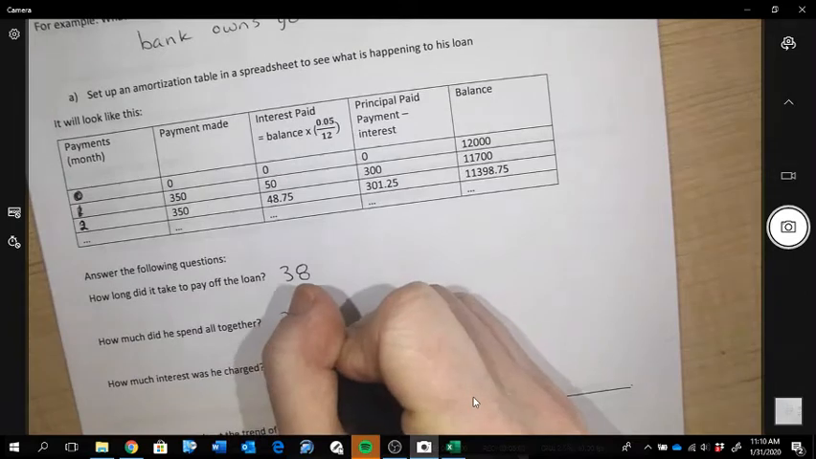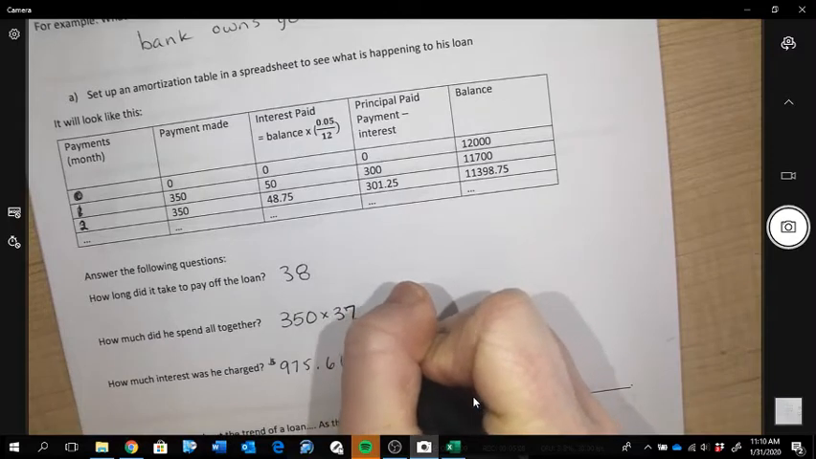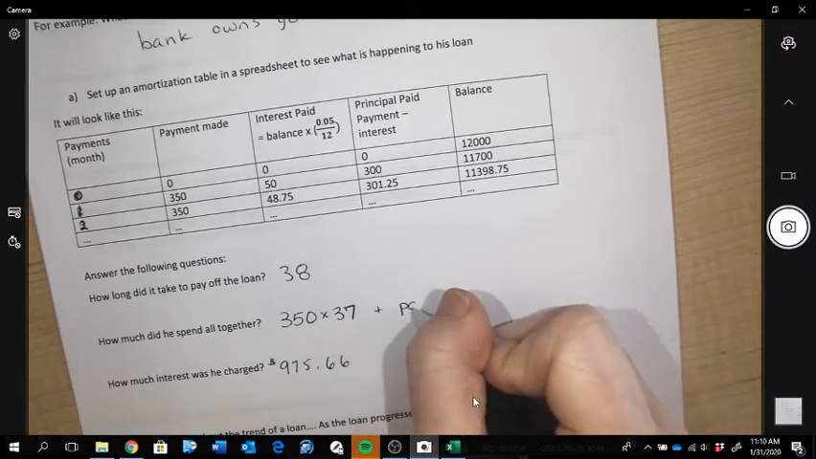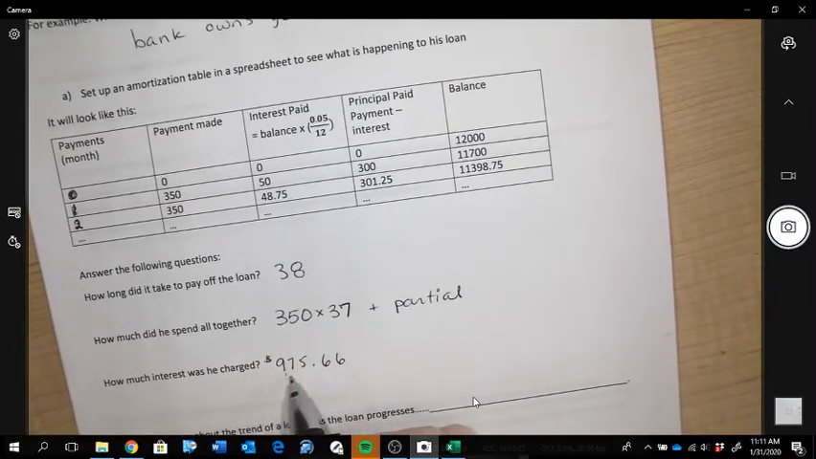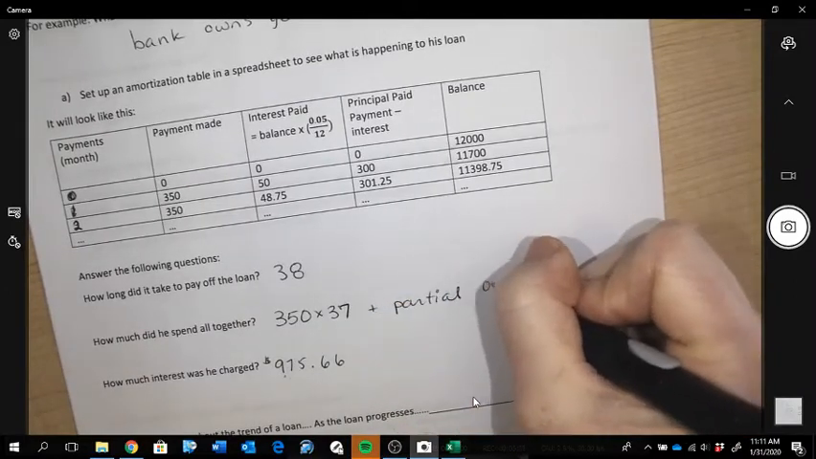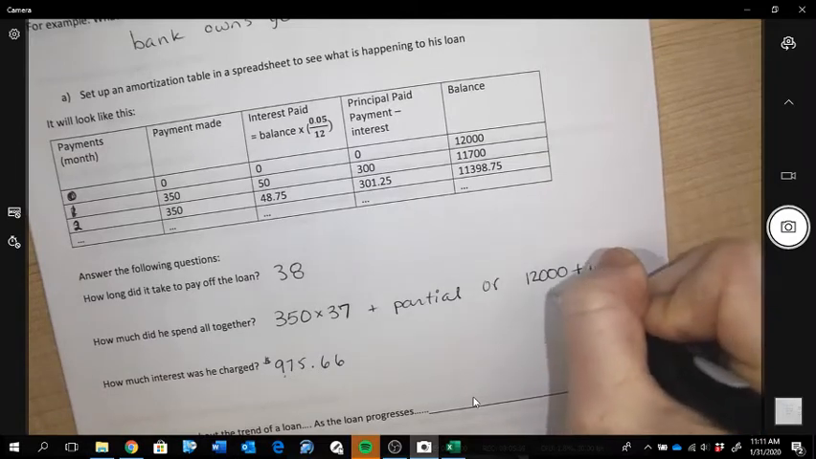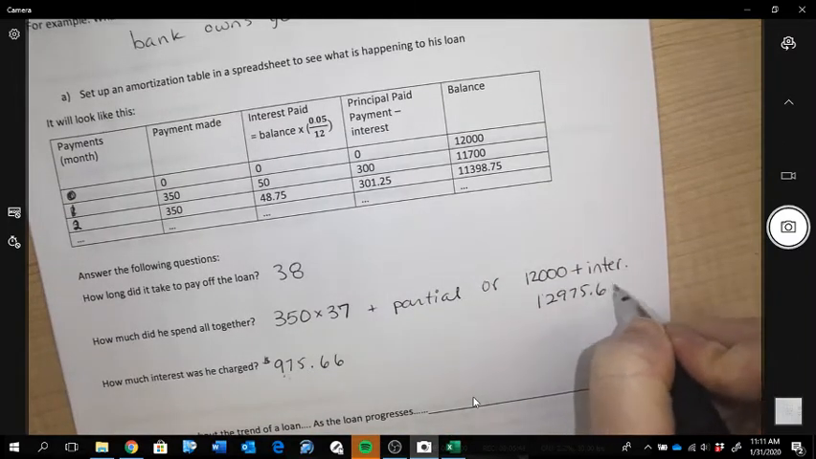Well, he would have made 37 payments of $350 plus the partial. Okay. The other thing to look at would be that the interest is this much. So he obviously paid the $12,000 and then that interest. So that's one way to look at it. Or you could have said the $12,000 plus the interest. So $12,975.66.